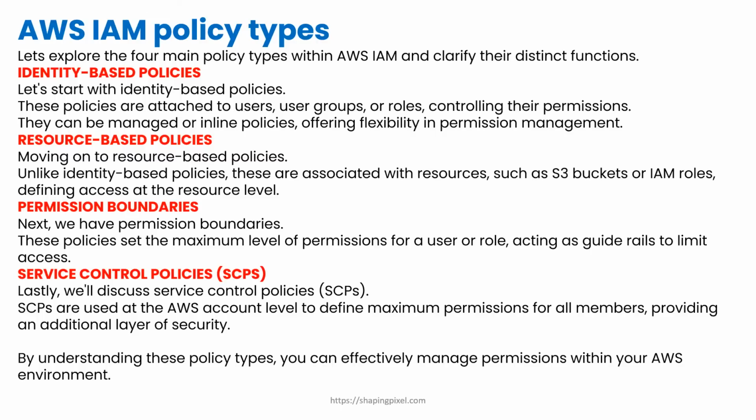The next is permission boundaries. These policies set the maximum level of permission for a user or role, acting as a guardrail to limit access. Lastly, we'll discuss service control policies. SCPs are used at the AWS account level to define maximum permissions for all members, providing an additional layer of security. By understanding these policy types, you can effectively manage permissions within your AWS environment.